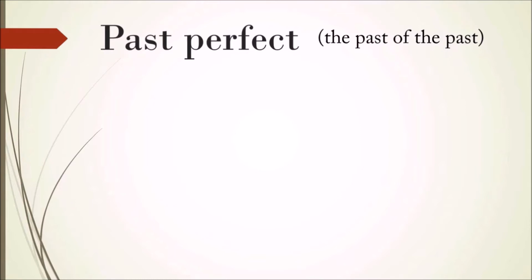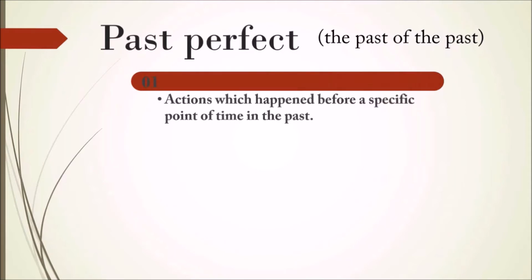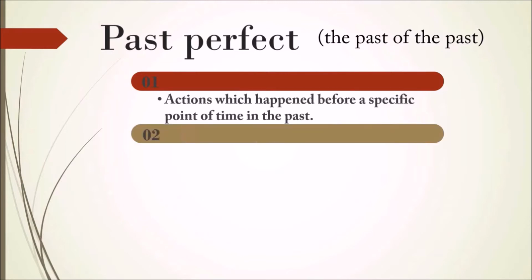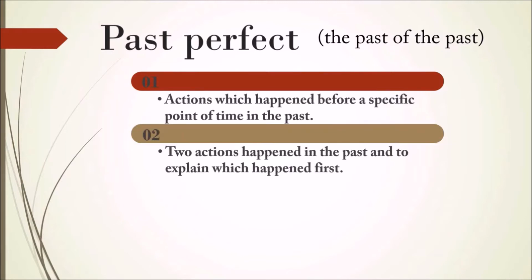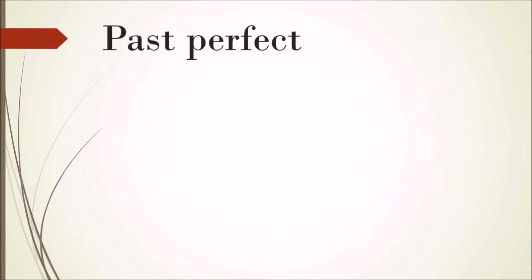Now, when do we use the past perfect and how do we use it? First, we use the past perfect for actions which happened before a specific point of time in the past. And second, we use it for two actions that happened in the past, to explain which happened first. Third, we use it for an action which started in the past and continued up until another action in the past. Now, let's take them one by one.